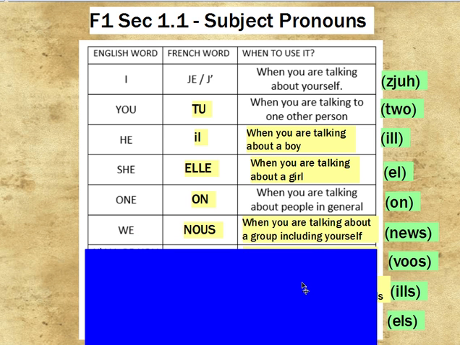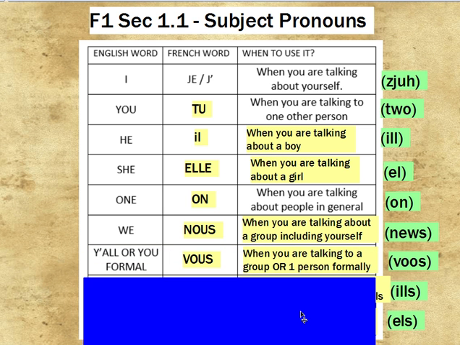The more common word that they'll use for the word we in the French language is the word nous. And of course, you use the word we or the word nous in the French language when you're talking about a group of people that also includes yourself. Now that's different than vous.